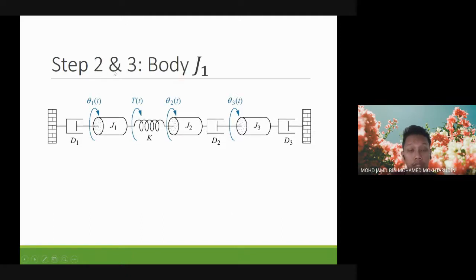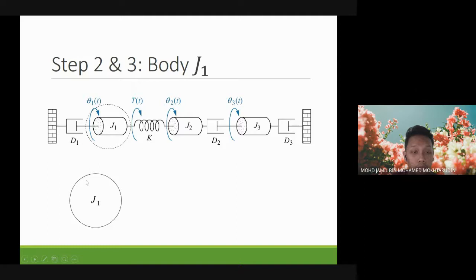And steps 2 and 3 are drawing the free body diagram and writing the equation of motion. So let's look at body J1 first. On J1, we have damper D1 and spring K connected with J1. And this torque here is applied before the spring, meaning that it is applied on J1.